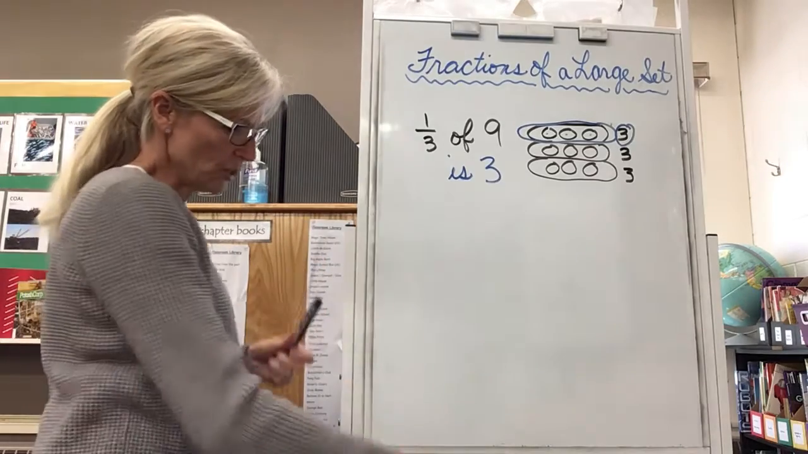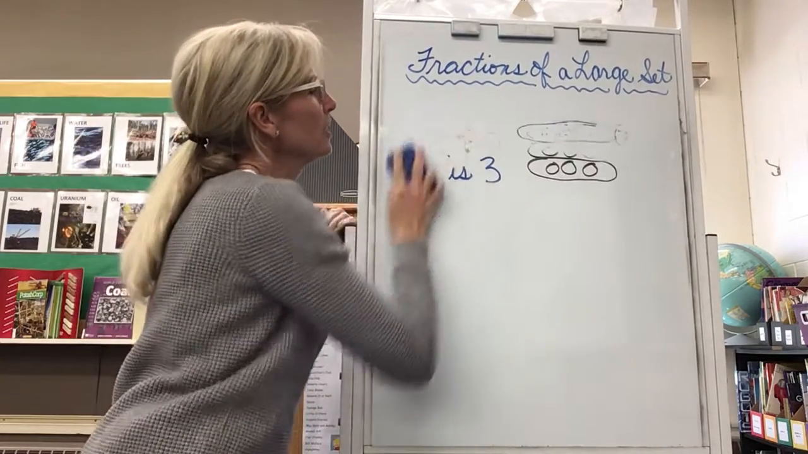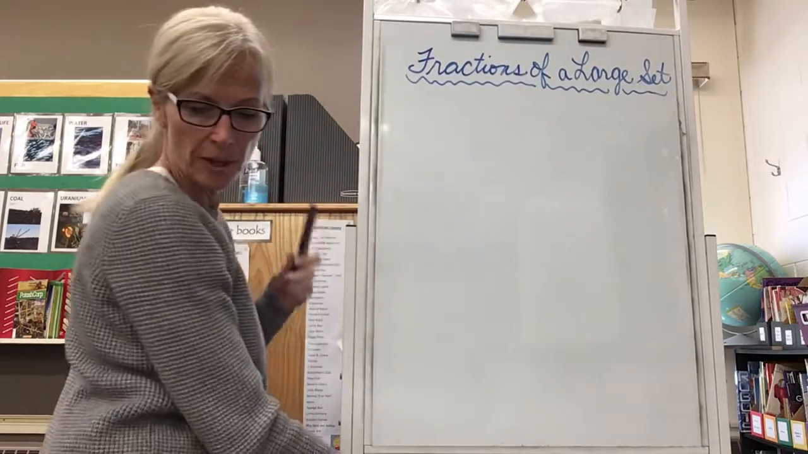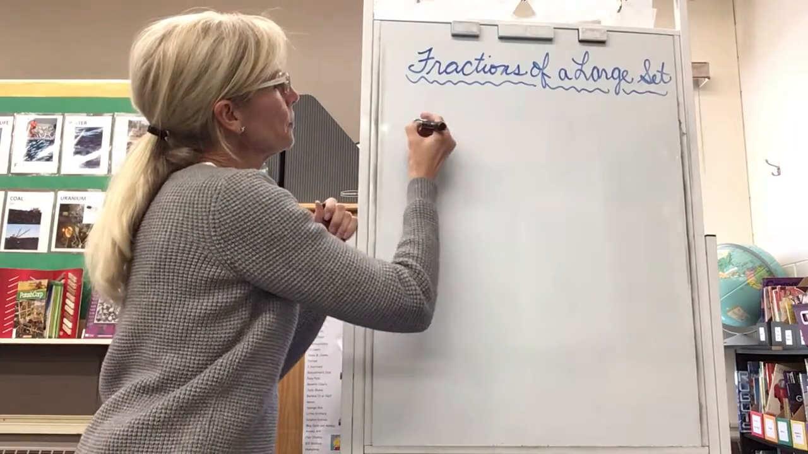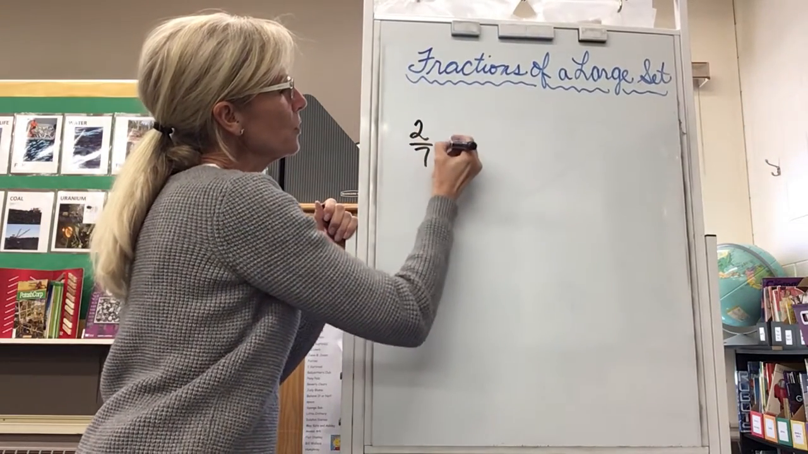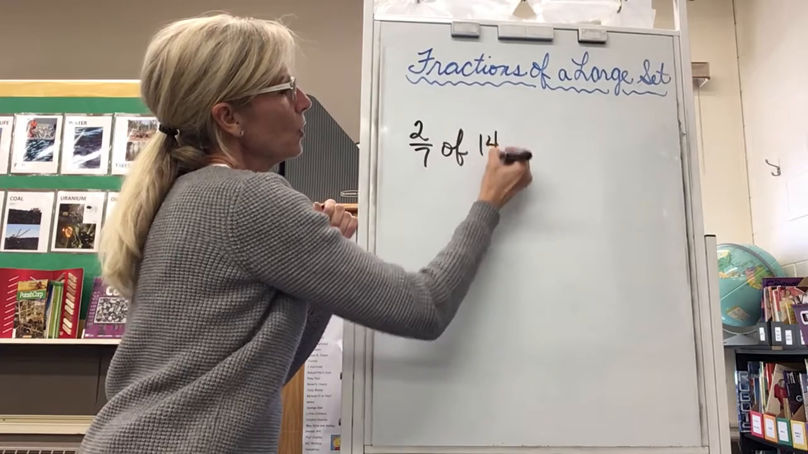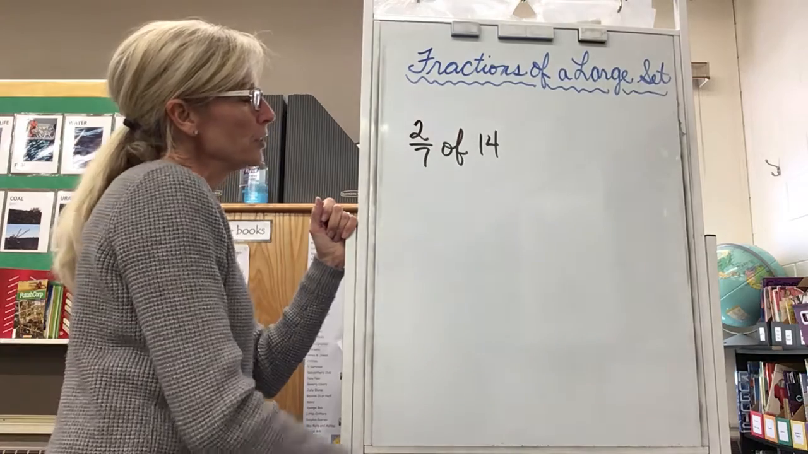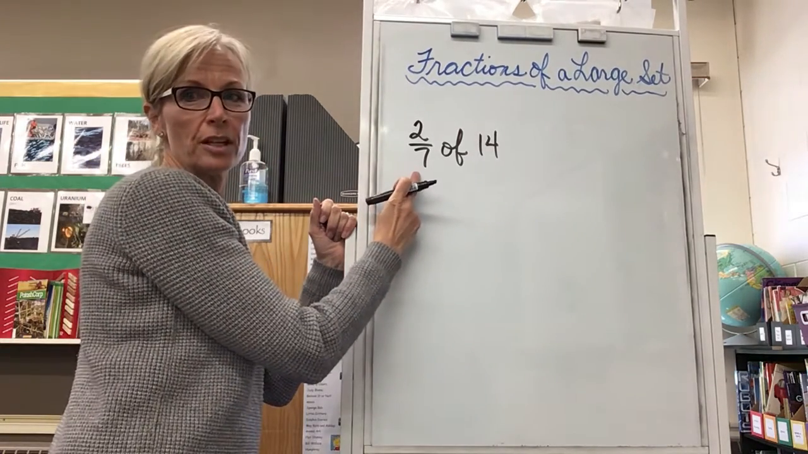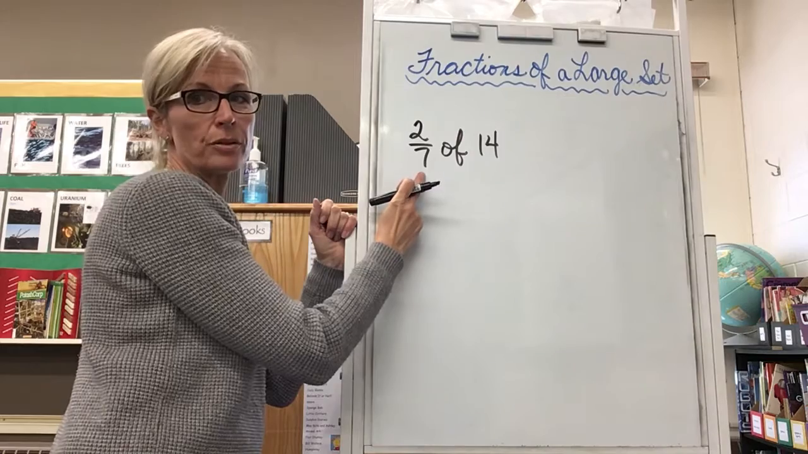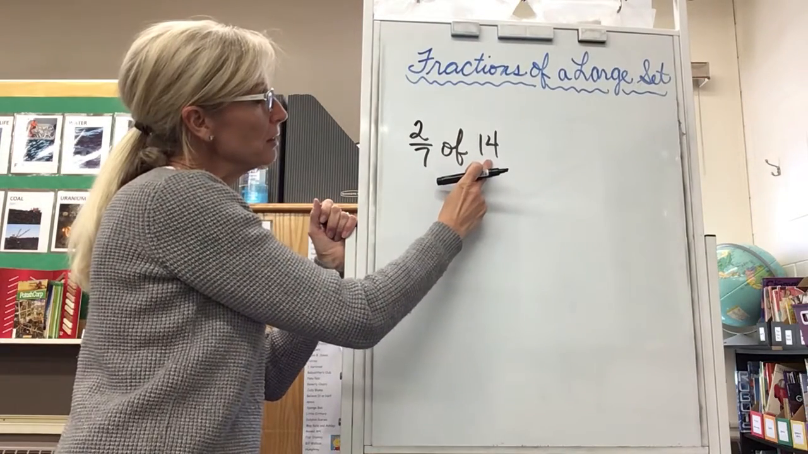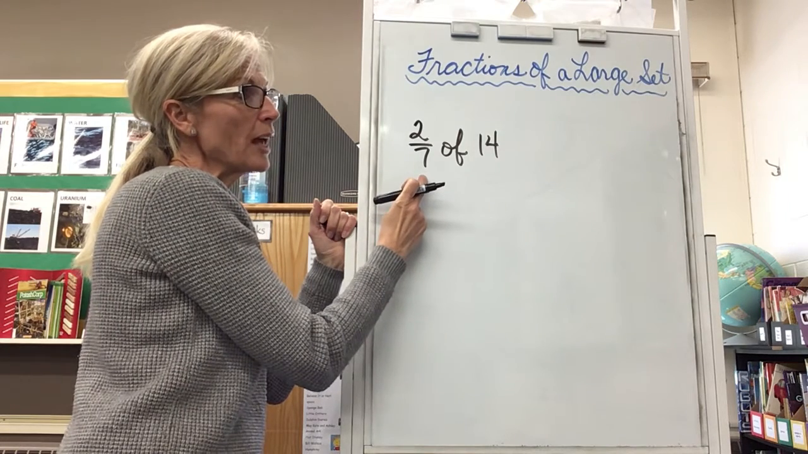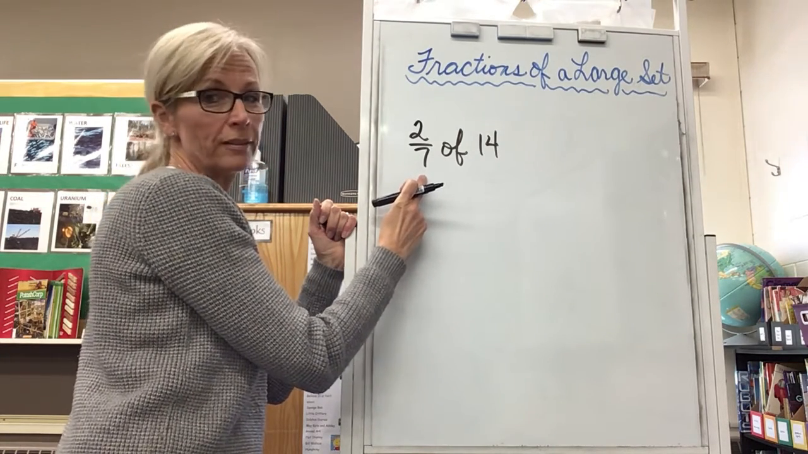Let's try those situations again, and I'm going to look at it in a little bit different way. And then when you look at your assignment, it'll look a little different as well. Let's try something like this. 2/7 of 14. So you need how many parts? You need 7 parts. If you took 14 cookies and you put them into 7 parts or 7 groups, how many would be in each one?